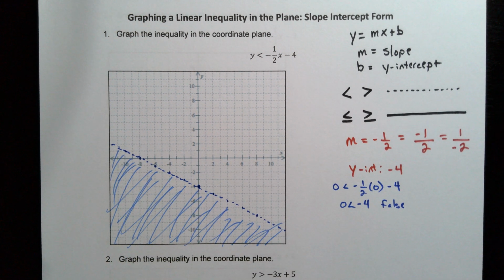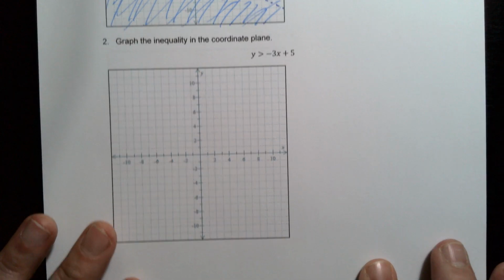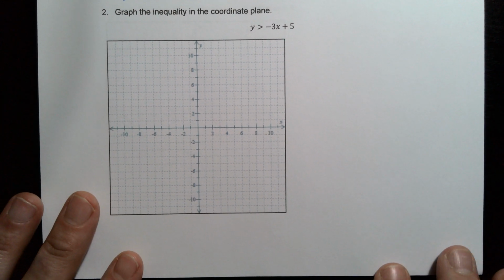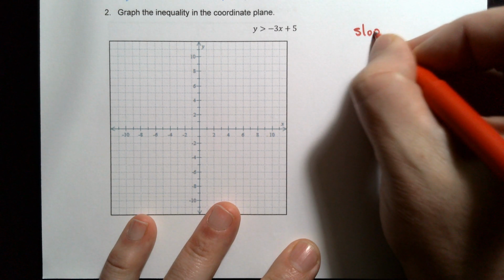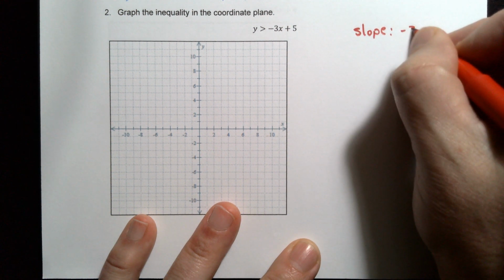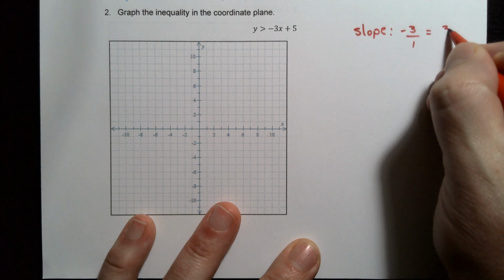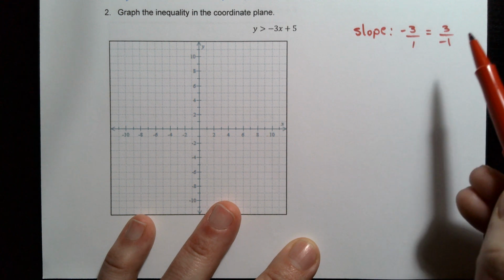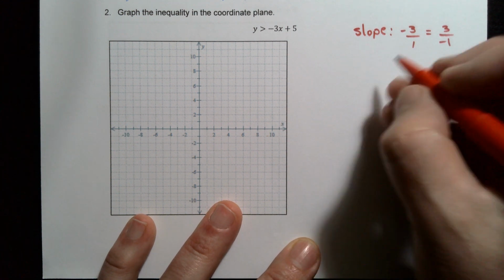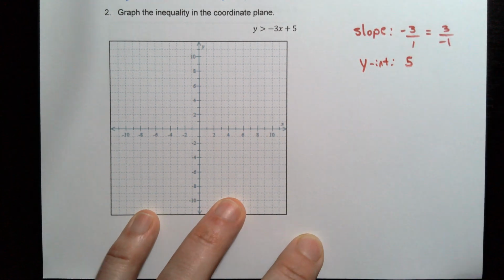Okay, let's take a look at another one. So on this one, we've got y is greater than -3x plus 5. Okay, so we have our slope, which is our m, is -3. I'm going to put it over 1 because, rise over run. Could also be written as 3 over -1. Okay, the two different ways to use our slope. This is down 3, right 1, or up 3, left 1. Okay, and my y-intercept is going to be 5. So that's where I start my graph.